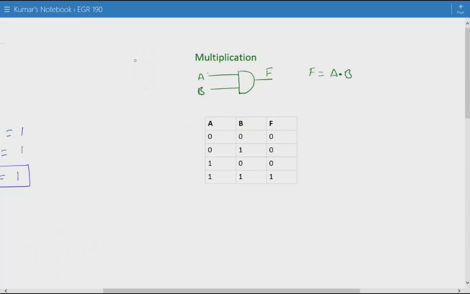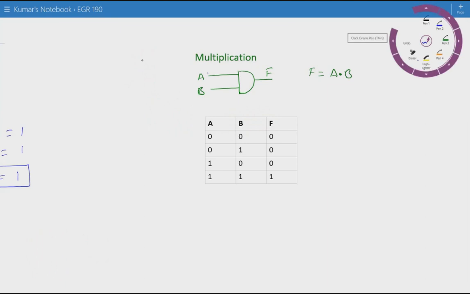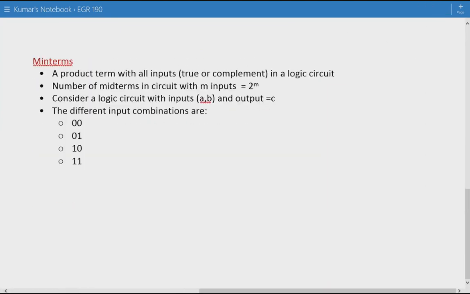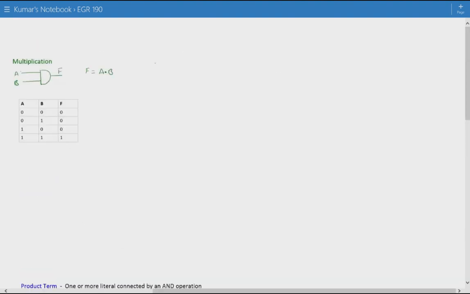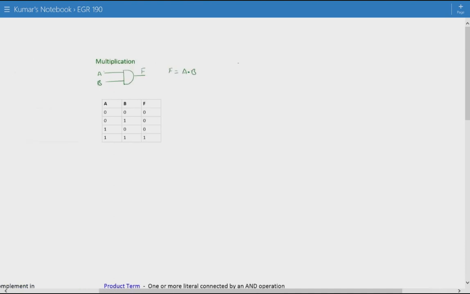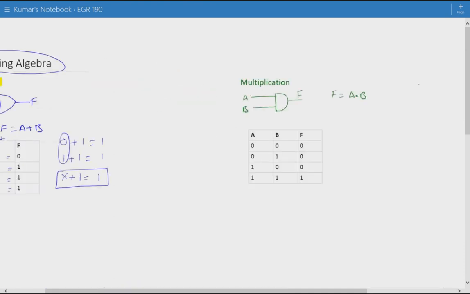Now, let's look into multiplication. Similarly, we have the multiplication function f equals a times b here. So we have inputs A, input B, output F. We multiply 0 times 0, we get 0. Multiply 0 times 1, we get 0. Multiply 1 times 0, we get 0. And multiply 1 times 1, we get a 1.